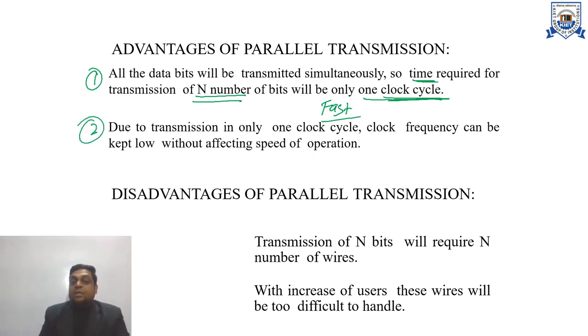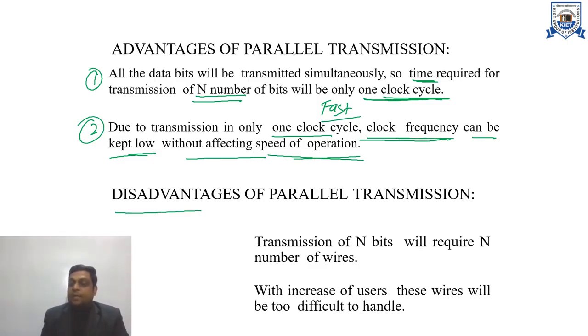Second, due to transmission in only one clock cycle, the clock frequency can be kept low without affecting the speed of operation. That means the clock frequency on which the operation is executing may be low, because it does not affect the speed of operation. The operation happens in only one clock cycle, so it does not depend on clock frequency. It may be low, it may be high.